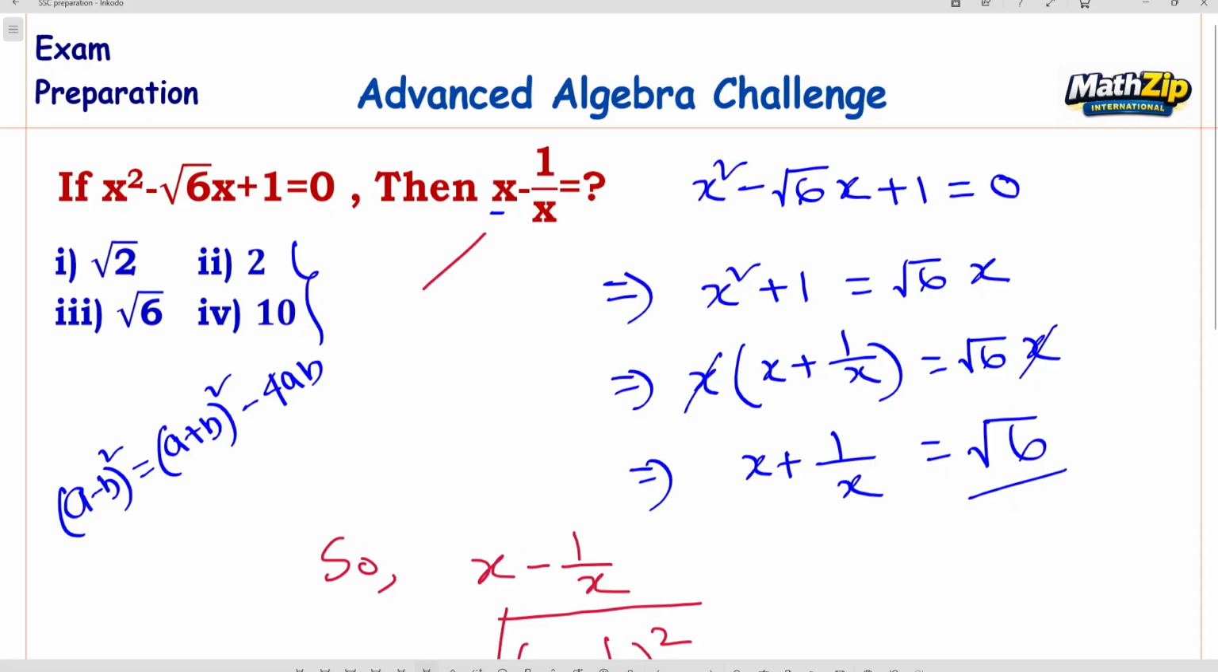Which one? This one, number 1, is our correct answer. So we can say if x square minus root 6x plus 1 equals 0, then x minus 1 by x equals root 2.